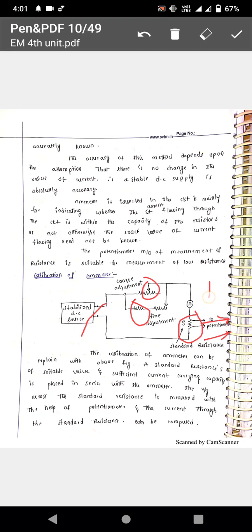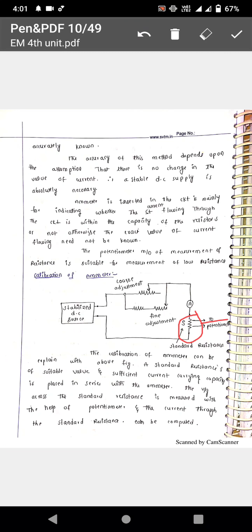Suppose 1 amp or 2 amps is flowing through the ammeter. The same current will enter the standard resistance also. How to calibrate the ammeter and PMMC voltmeter by the use of Crompton's potentiometer or any DC potentiometer. Slide wire also we can use. Some portion of the standard resistance is connected to the potentiometer.